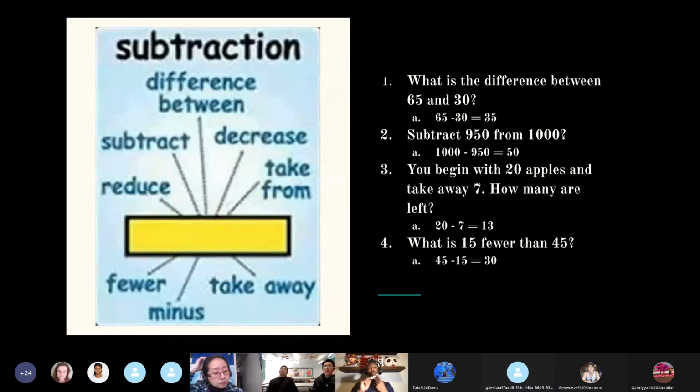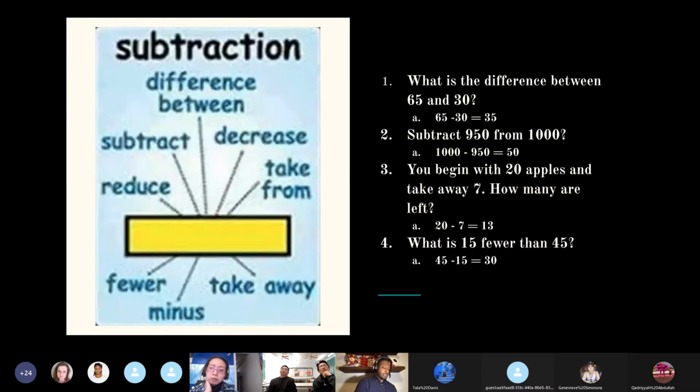Of course, we can use subtract. You can use reduce, fewer, minus, take away, take from, decrease. These are all words that can be used in different types of expression for a subtraction problem. So let's look at some examples. What is the difference between 65 and 30?